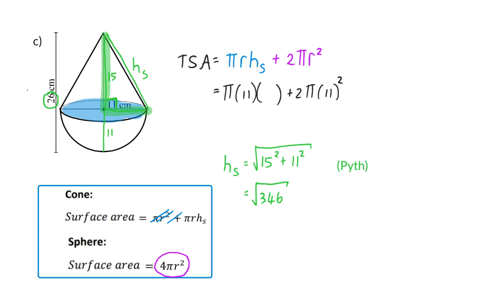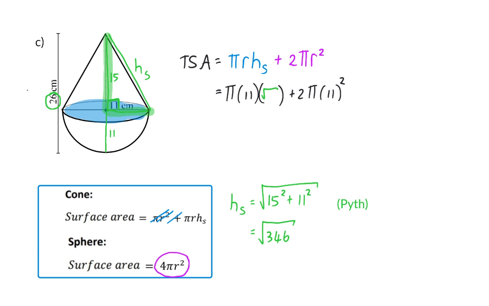Substituting this value into our formula, we can now calculate the total surface area of the shape, and that will be equal to 1,403.07 centimeters squared. In the next video, we're going to have a look at how to calculate the volume of a pyramid, cone, and sphere.